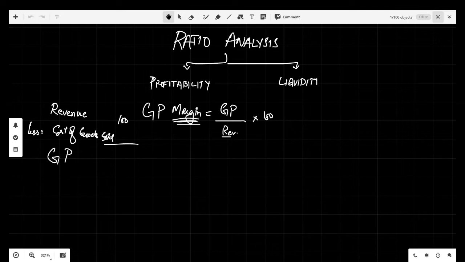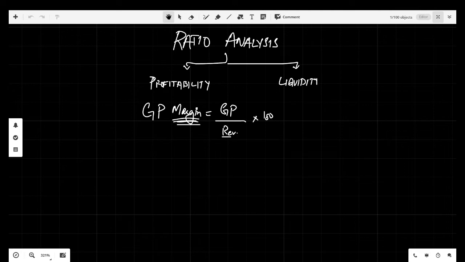We'll do the worked example. So GP margin we have got. The other thing is net profit margin. And how do I calculate net profit margin? Net profit over revenue times 100.